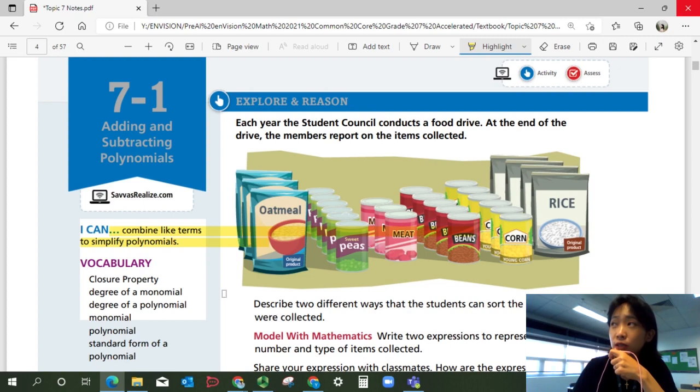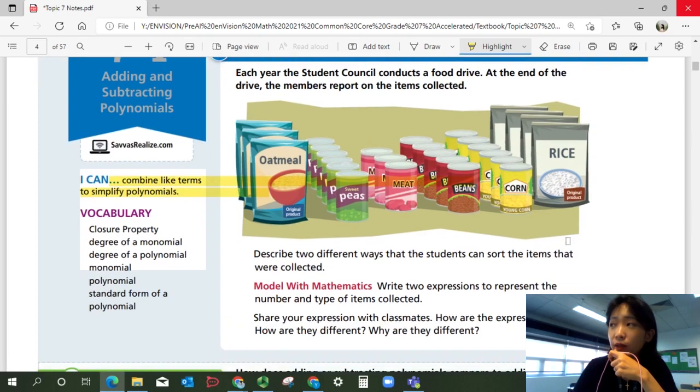Each year, the Student Council conducts a food drive. At the end of the drive, the members report on the items collected. If you look at the picture, there are some items. We have oatmeal, peas, meat, beans, corn, and rice. So describe 2 different ways that the students can sort the items that were collected. And then we'll write 2 expressions to represent the number and type of items collected. Share your expression with classmates.